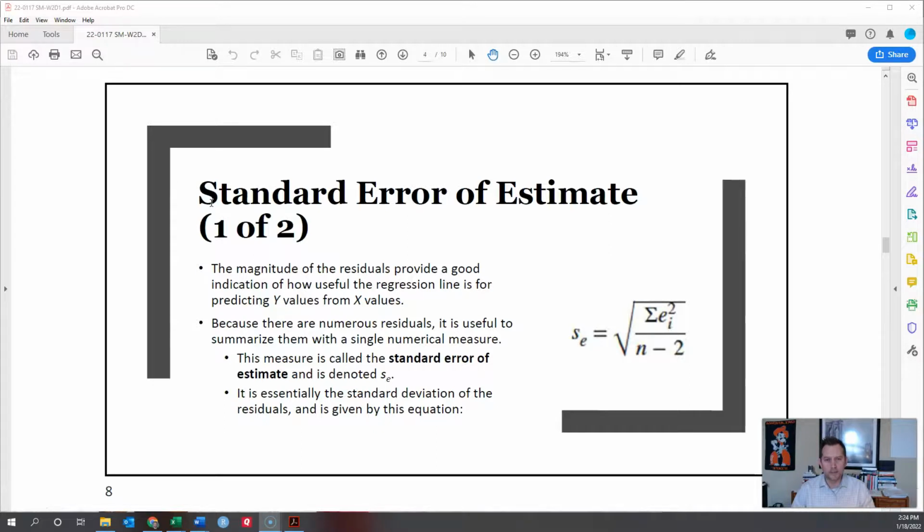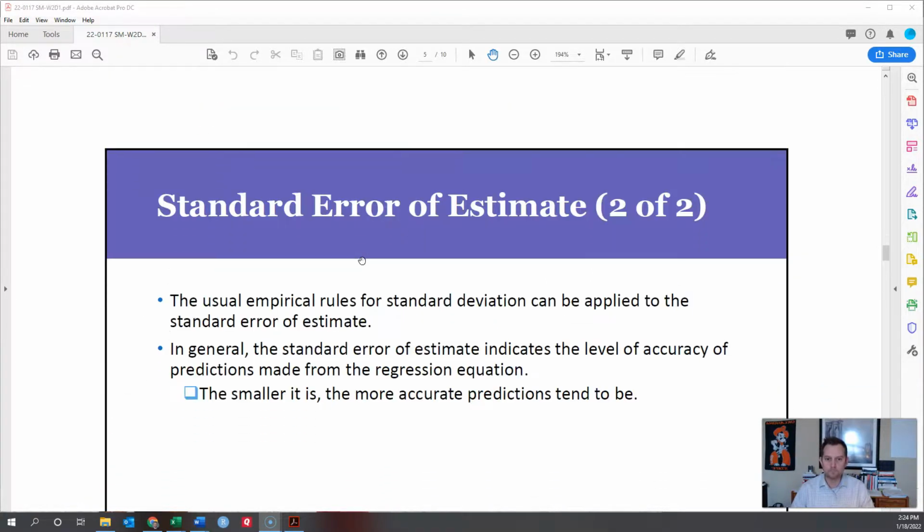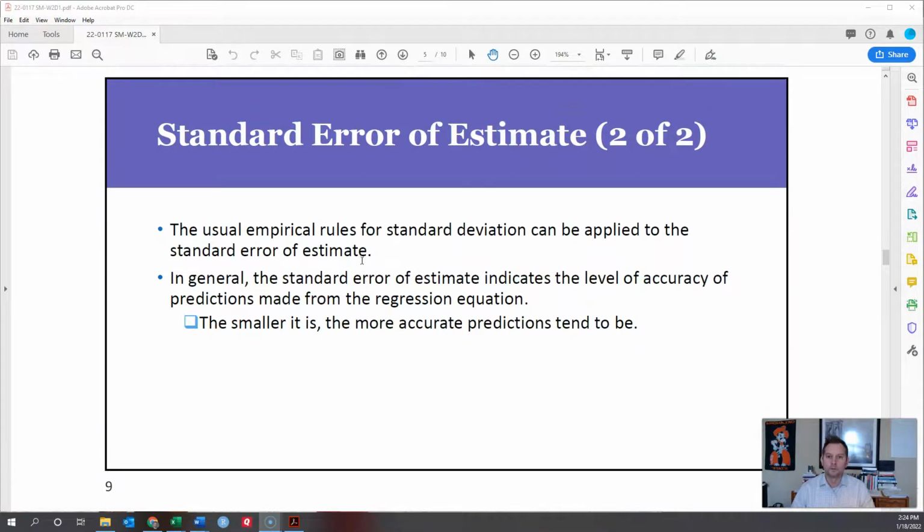When we look at some output here shortly, we'll see that, but as far as using it to calculate our observations, it doesn't really factor in as much per se. We're going to manually calculate, right? You'll see. Empirical rules for standard deviation can be applied to the standard error of estimate. In general, standard error of estimate indicates the level of accuracy from a regression equation.